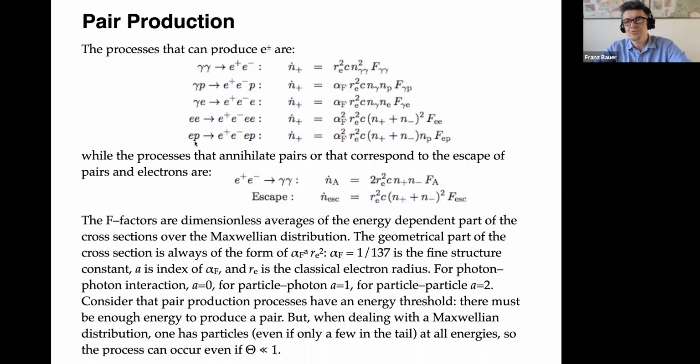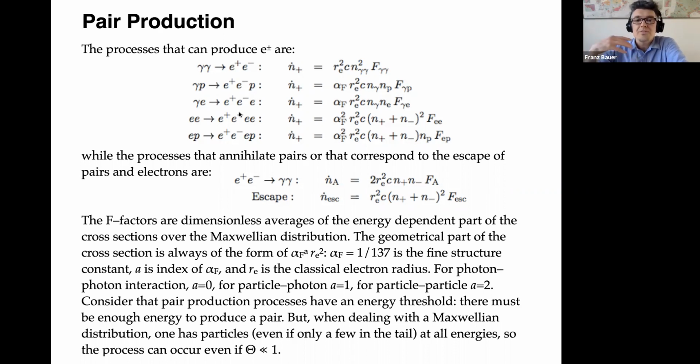Likewise, you could do this with electron protons. In theory, you could also do this with proton protons. But in general, the cross section here ends up being very, very small. So those are the processes that create the pairs.